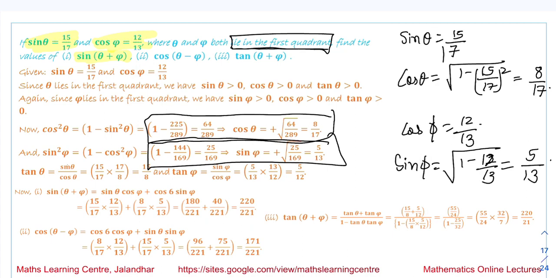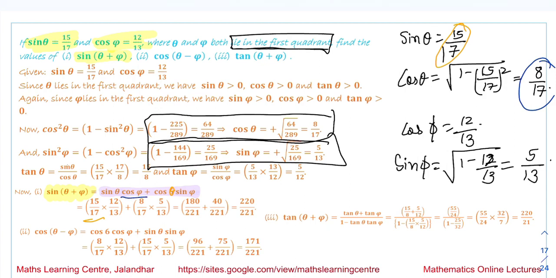Now we have to calculate the value of sine theta plus phi, and the formula for this is sine theta cos phi plus cos theta sine phi. Next, if we substitute all these values over here, we have the value of sine theta, that is equal to 15 by 17. We have the value of cos theta, that is 8 by 17.